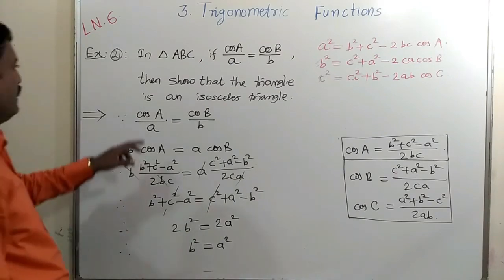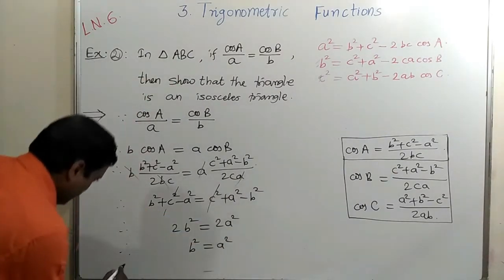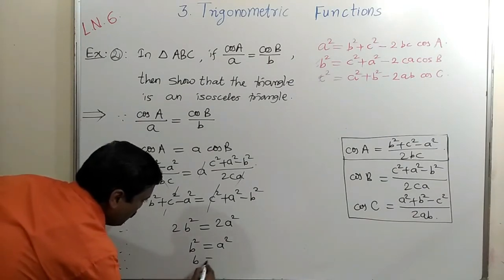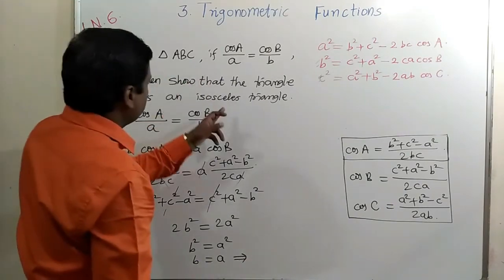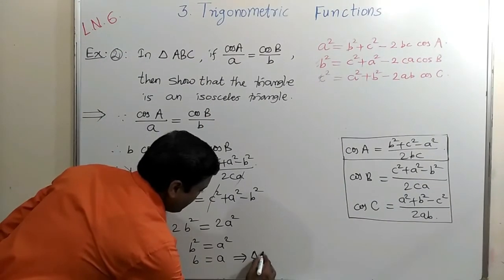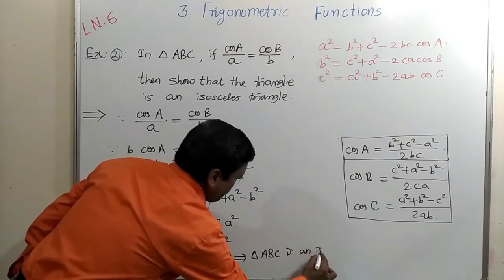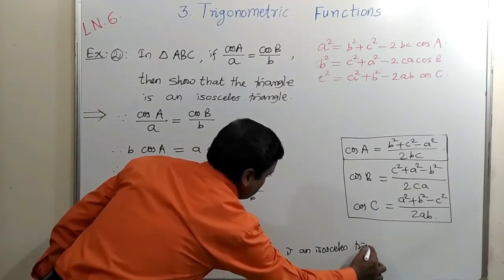Here a and b are sides of triangle ABC, so obviously they are positive, so their square roots will also be only positive, so b is equal to a, which implies triangle ABC is an isosceles triangle.